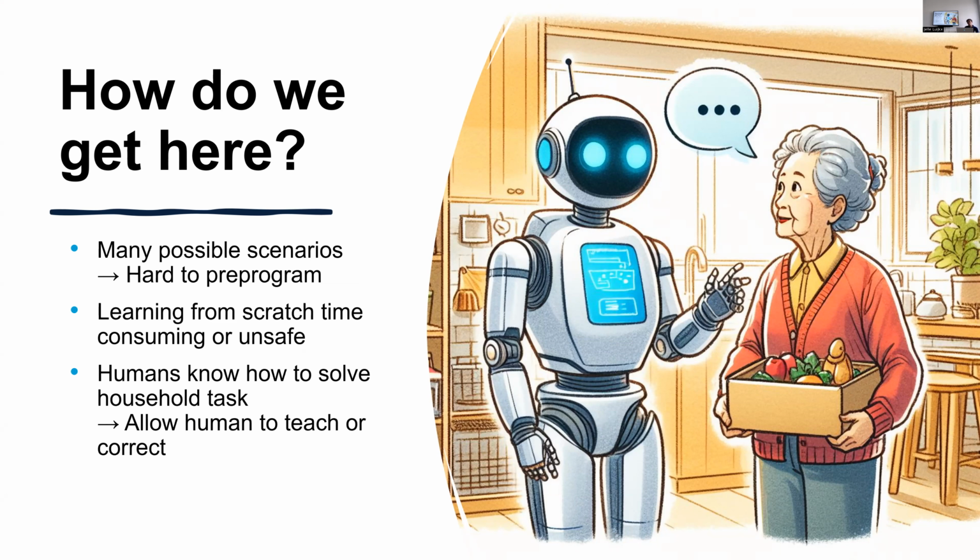So I think one way to do this is by leveraging the prior knowledge that humans have and leveraging the prior knowledge of these foundation models. Because often humans know how to solve these tasks or can even demonstrate these tasks or give feedback. And this can be very valuable information to speed up the learning for these robots.